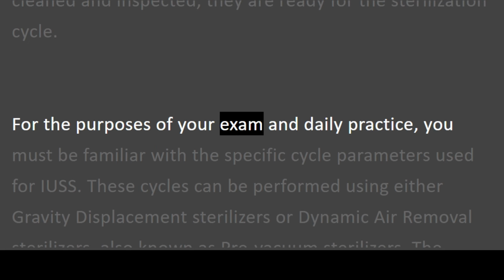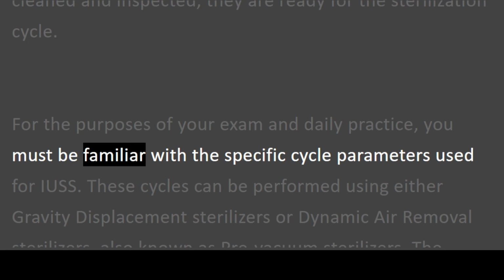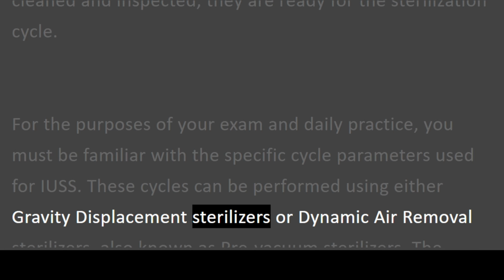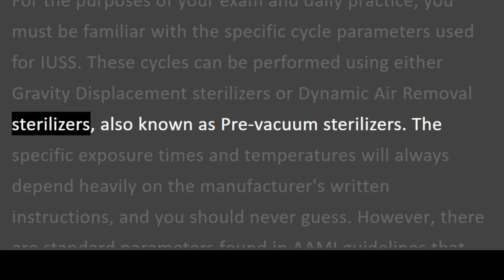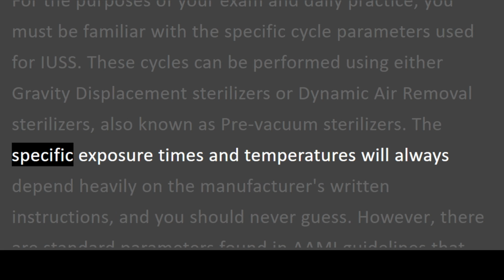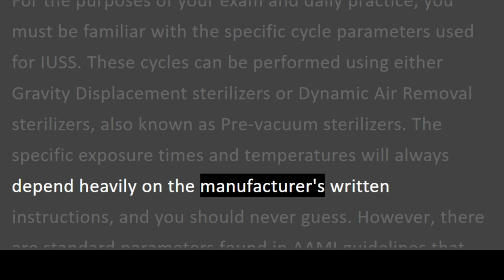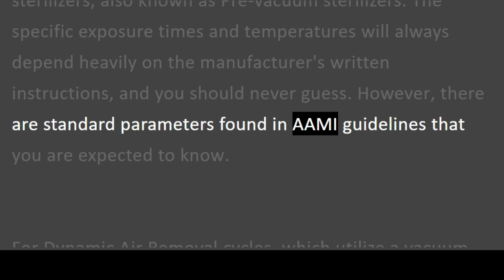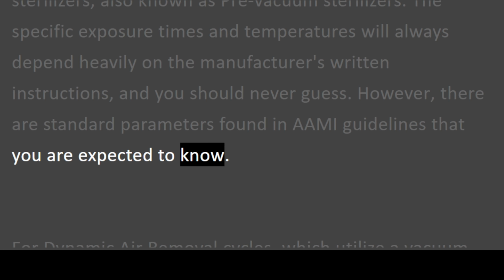For the purposes of your exam and daily practice, you must be familiar with the specific cycle parameters used for IUSS. These cycles can be performed using either gravity displacement sterilizers or dynamic air removal sterilizers, also known as pre-vacuum sterilizers. The specific exposure times and temperatures will always depend heavily on the manufacturer's written instructions, and you should never guess. However, there are standard parameters found in AAMI guidelines that you are expected to know.